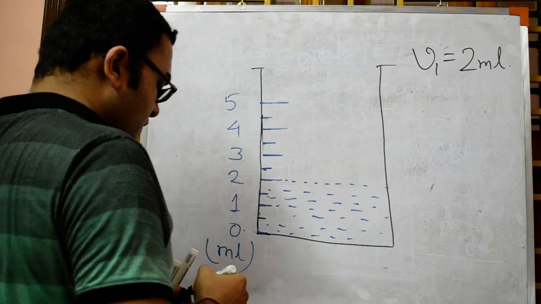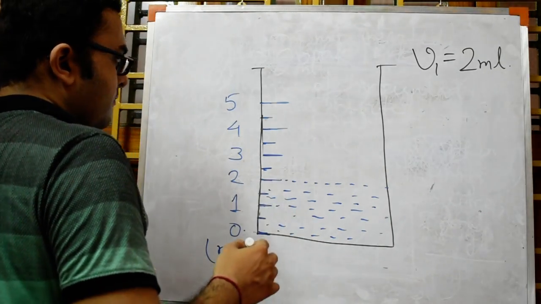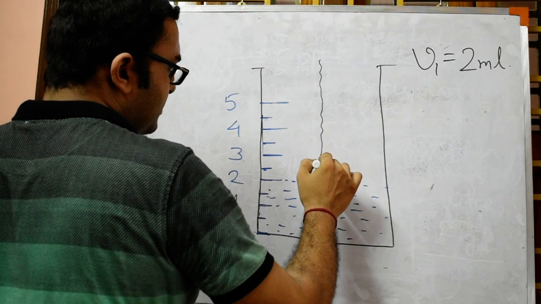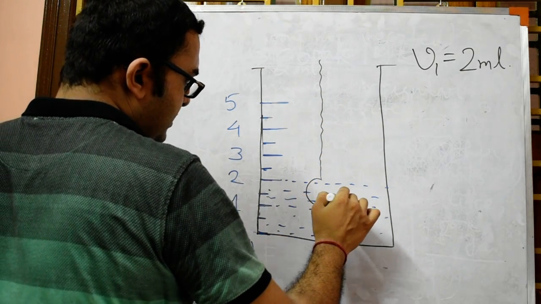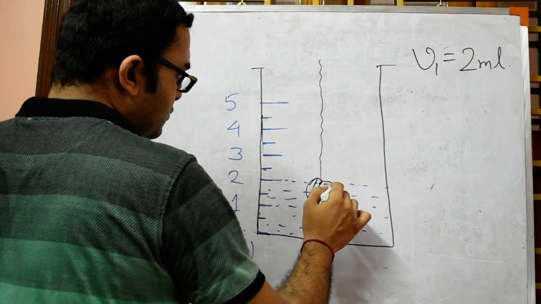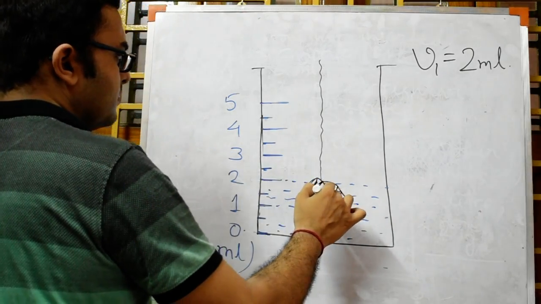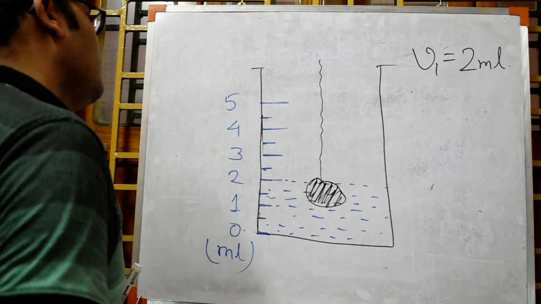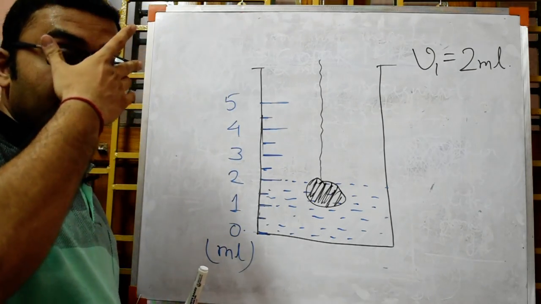Now when you are inserting the stone in this water, say with the help of the string, what you have done, you have inserted the stone. So this is a stone. When you have inserted the stone, definitely your volume of the water will rise.